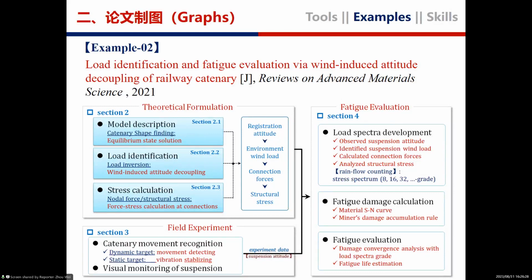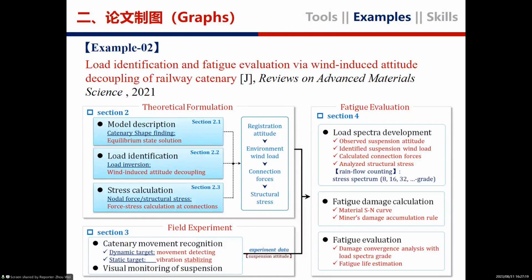The second example here is the load identification and fatigue evaluation by wind-induced attitude decoupling of railway catenary system. At the end of article introduction, we usually have a diagram to show the technical route or paper framework to help clearly show our research logic and the correlation among different sections. For this work, we designed a flow chart in PowerPoint to review supporting relationships among different sections. At each section, detailed key points were listed with arrows and their function to support a specific purpose in order to form a reasonable framework of your article.